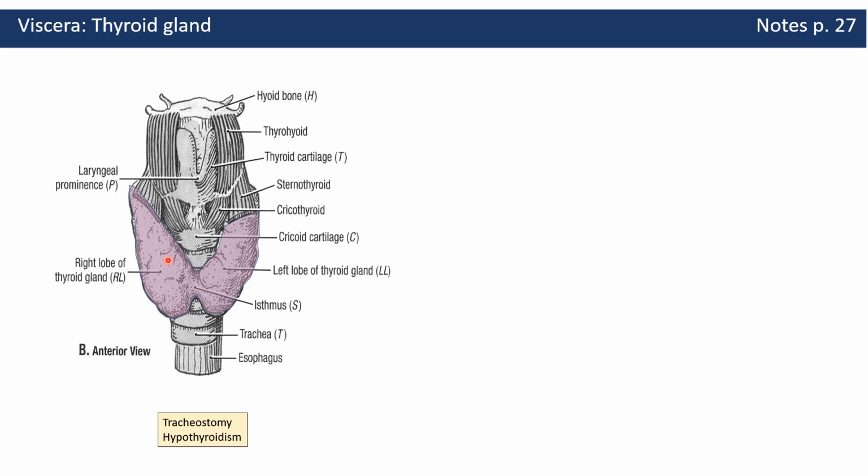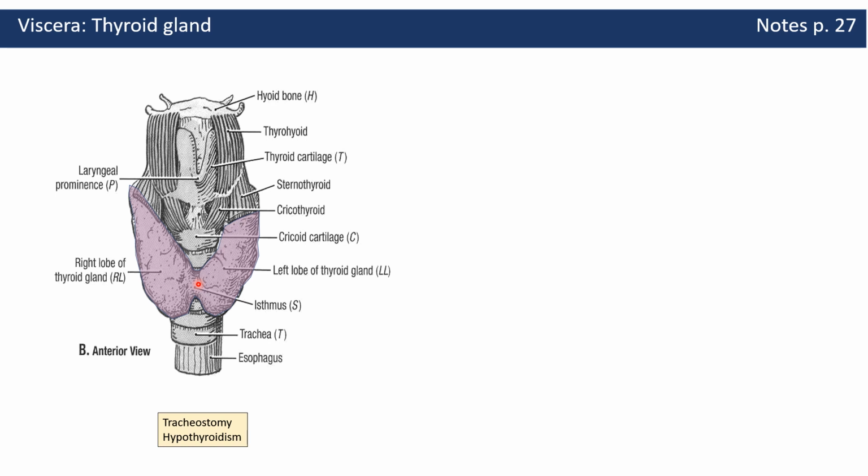And this is inferior to the thyroid cartilage, which is here, and the cricoid cartilage, which is here. In the case of a tracheostomy, that is when we create an opening near the second or third tracheal rings to provide an airway, for instance, the isthmus has to be moved out of the way. And so that's something that we have to be aware of clinically.